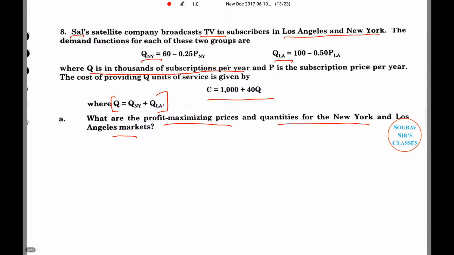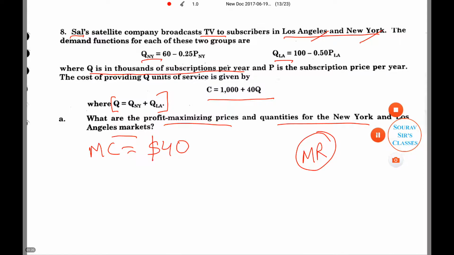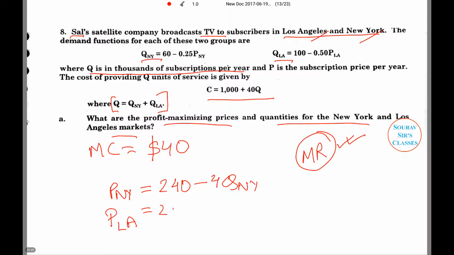We know that a monopolist with two markets, that is Los Angeles and New York, should pick quantities in each market so that the marginal revenues in both markets are equal to one another. We know that the marginal cost here is $40. To determine the marginal revenue, we first solve for price as a function of quantity. First, for New York, PNY equals 240 minus 4 QNY, and for Los Angeles, PLA equals 200 minus 2 QLA.